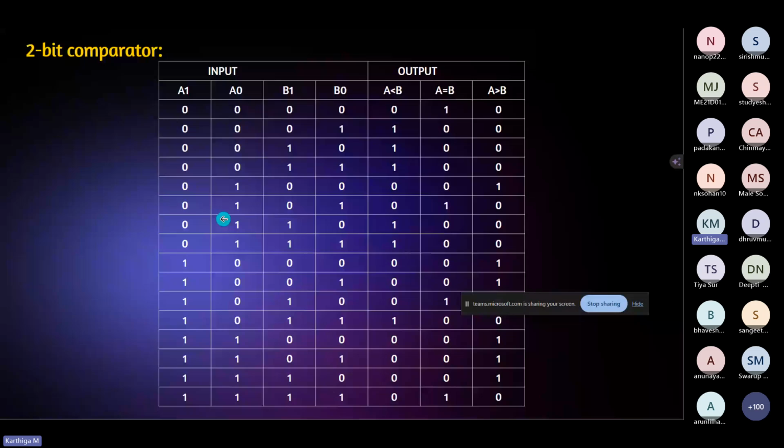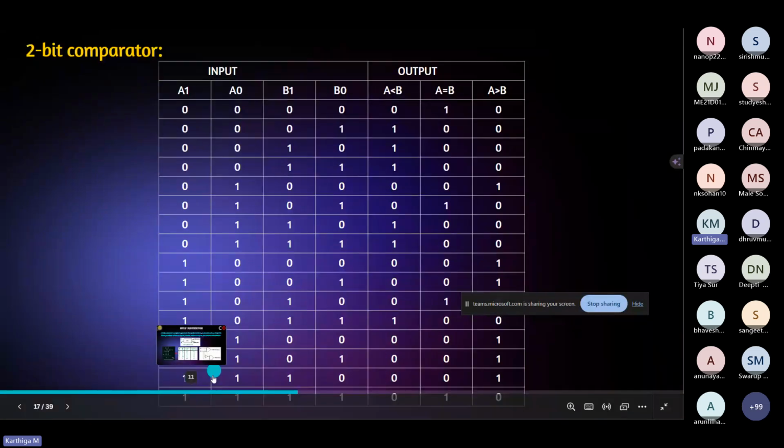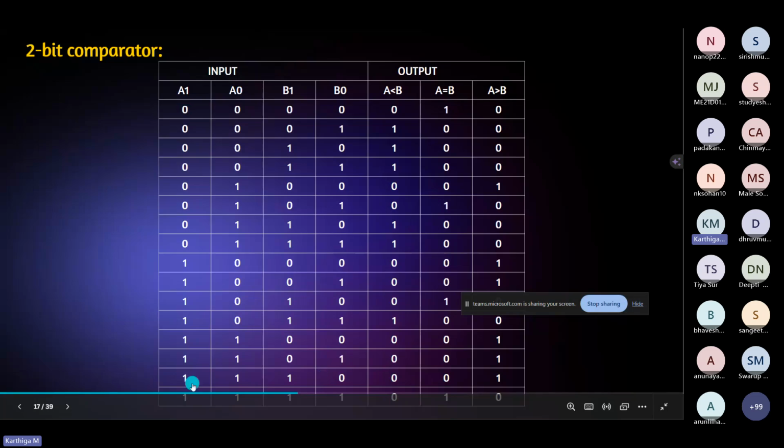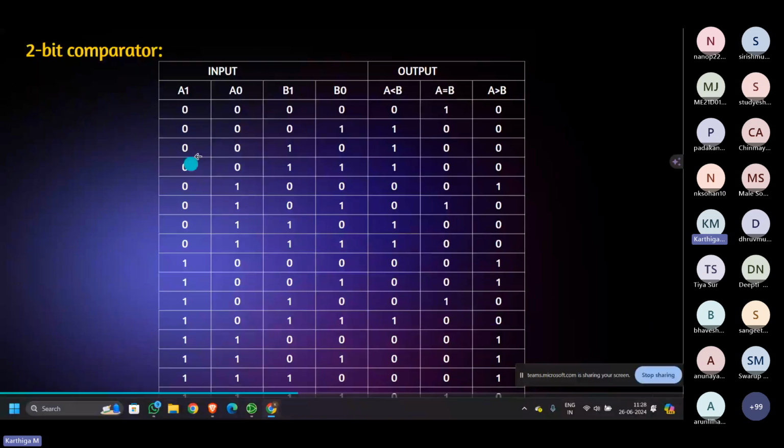We'll look at the case before the last case. A1 is 1, A0 is 1, B1 is 1, B0 is 0. What happens in this case? We compare A1 and B1, both are equal to 1. So we move on to comparing A0 and B0. A0 is 1, B0 is 0. So A is greater than B. Hence, that gets 1. That's all about the truth table. It's very simple. You can construct it.